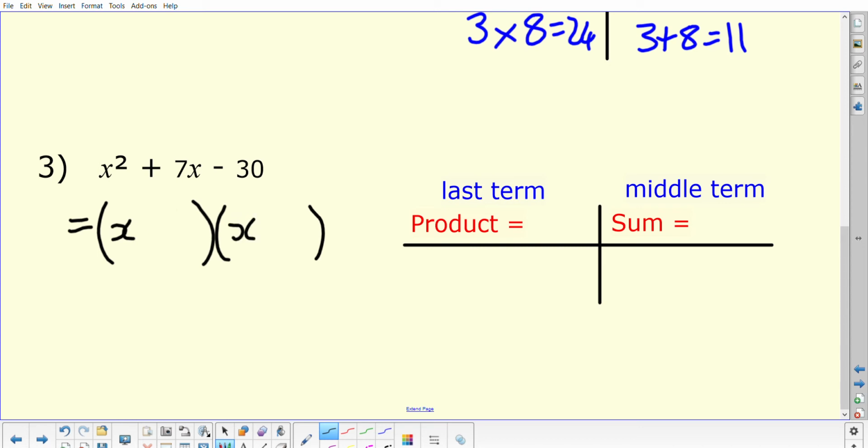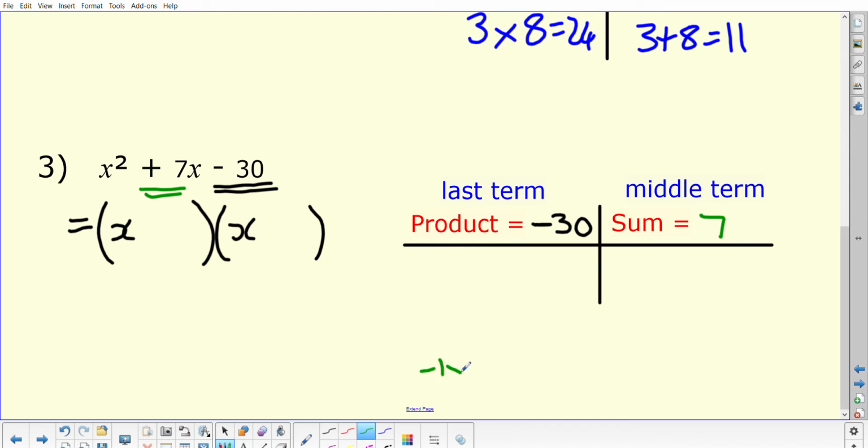This time we need to be looking at the fact that your product needs to be matching this last term here, and your last term is the negative 30 this time. Now what that should tell you is that one of your numbers needs to be positive and one is negative. Your middle term, on the other hand, needs to be, your sum needs to be 7, positive 7. So you're trying to come up with two numbers that multiply together to give you minus 30.